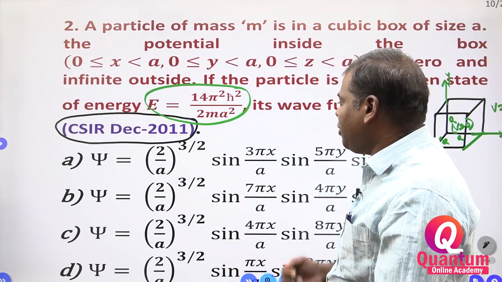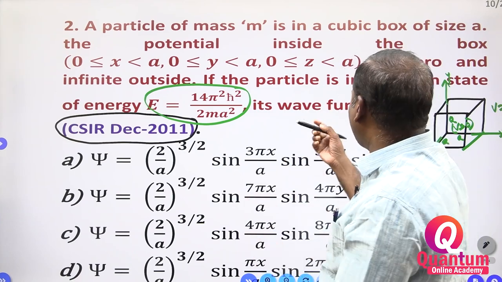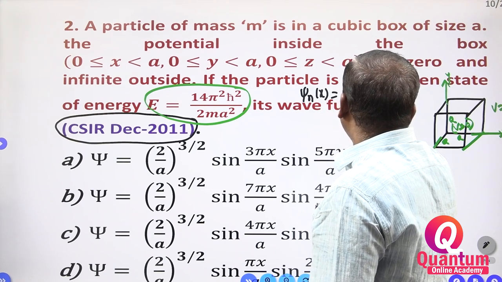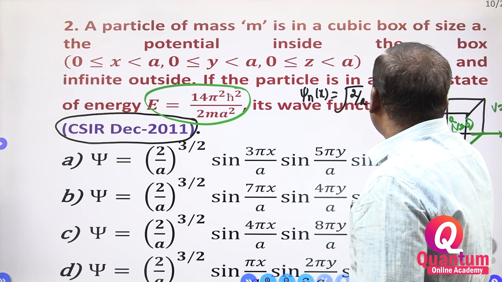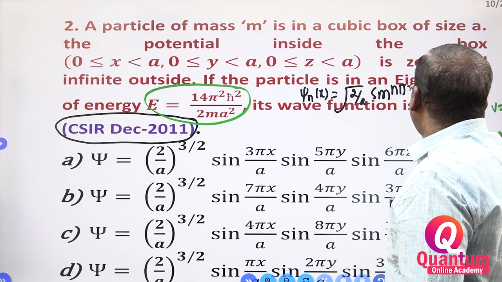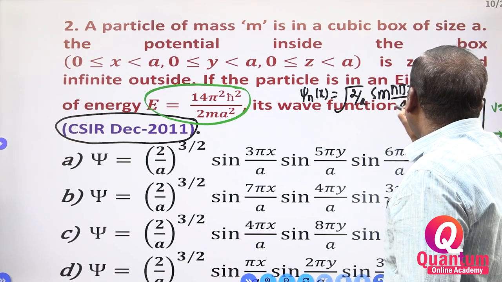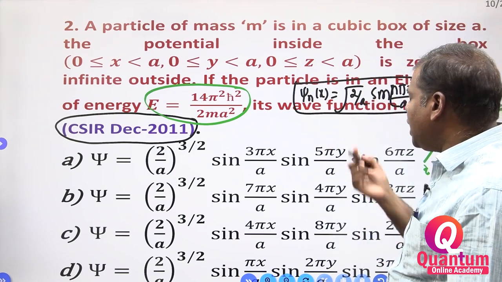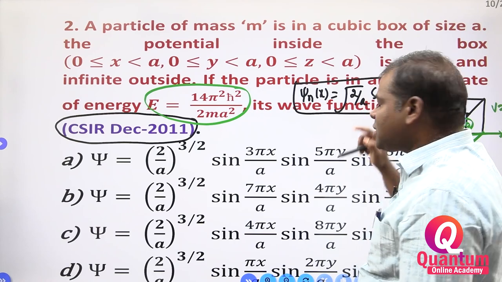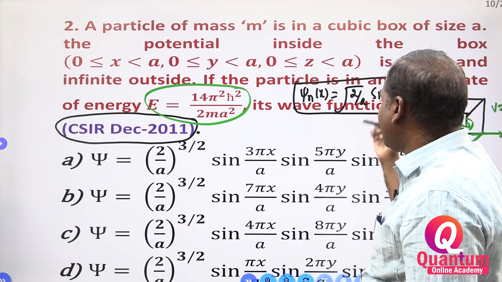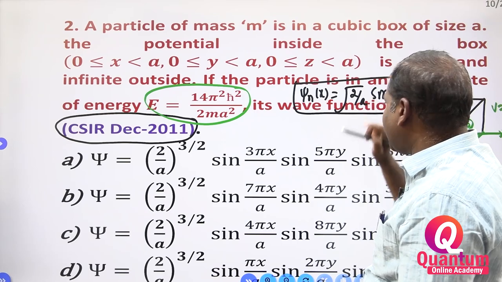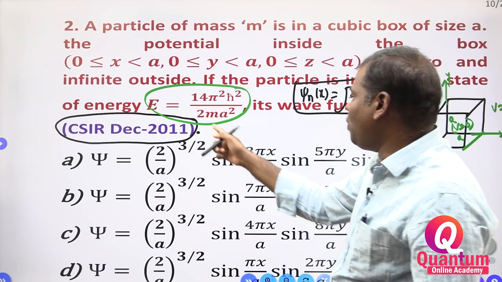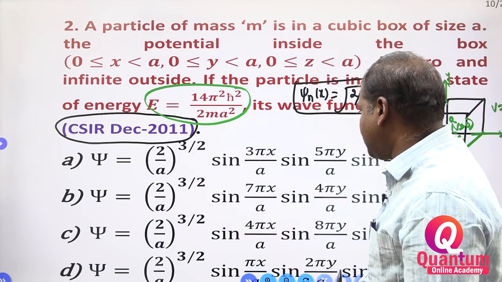For each and every cube, you are getting the wave function. psi of x is equal to root 2 by a sin n pi x by a. This is the one-dimensional box wave function. If you take the first side, x side, you will get root 2 by a, the second side root 2 by a, and third side root 2 by a, you will get 2 by a whole to the power of 3 by 2.